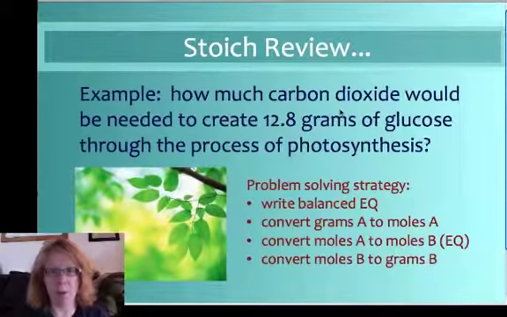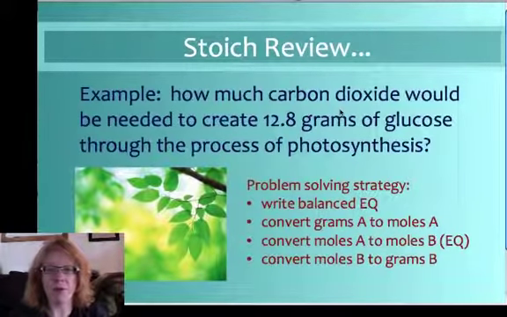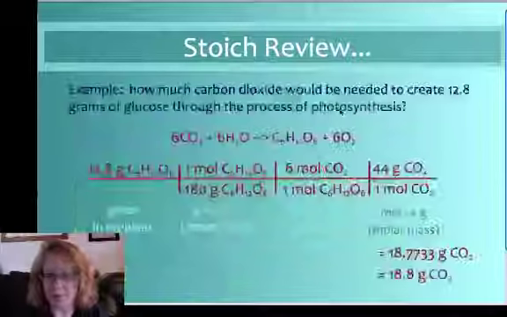If you remember way back to January, how did we solve these problems? Number one, we had to write a balanced equation. You have to know what glucose is, what photosynthesis is, and all that stuff. Number two, we had to convert from grams of something, like glucose, to the moles of that thing. Then we had to use the balanced equation to convert from moles of one thing to moles of the other thing. So we converted from, in this case, moles of glucose to moles of carbon dioxide. And then the last step was to convert those moles back to grams using molar mass. So let's take a look at how this works.